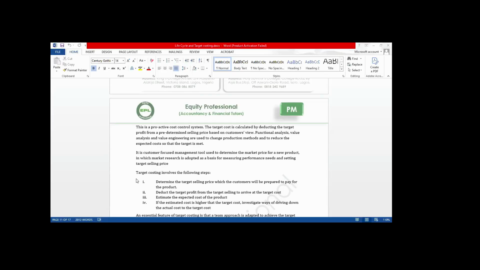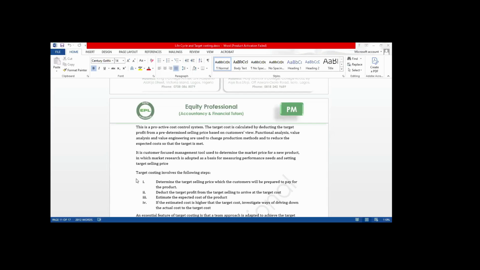If the expected cost is higher than the target cost, where the expected cost of the product is higher than the target cost, this will give rise to a cost gap. We said where the estimated cost of the product is more than the target cost established, that means there is a cost gap.